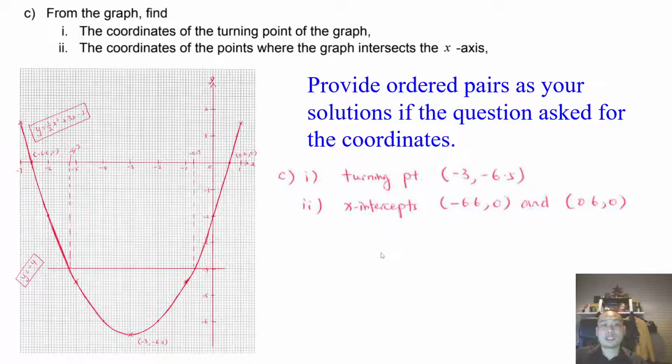And then they also ask for the coordinates of the points where the graph intersects the x-axis. So for the graph intersecting the x-axis, we can actually look at the roots or the x-intercepts, which are -6.6 as well as 0.6. But we don't want to give the answer as just -6.6 and 0.6 because the question asks for the coordinates. So give it in coordinates, right? So coordinates, we write it in this way, ordered pair, have a bracket and then a pair of numbers inside. So here -6.6, 0 and 0.6, 0. So these are the x-intercepts. Okay, so we do that.